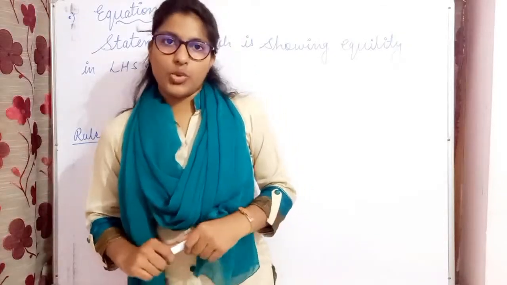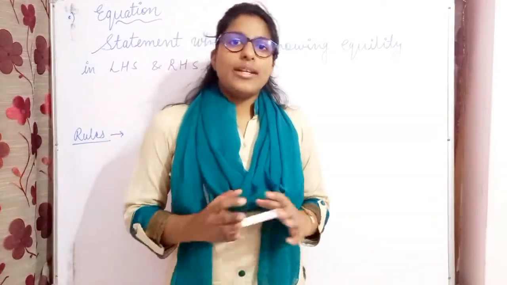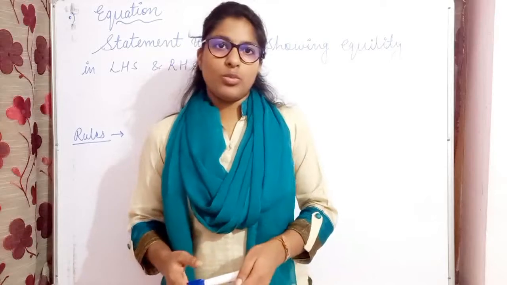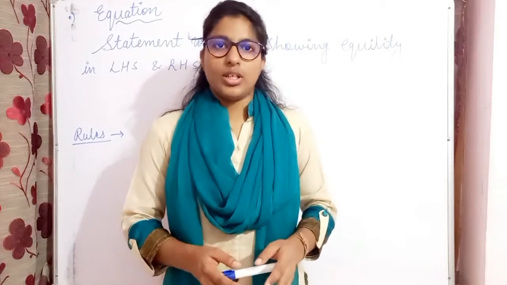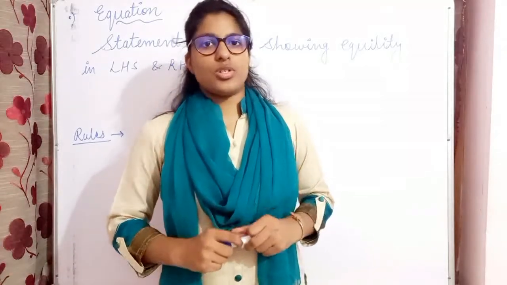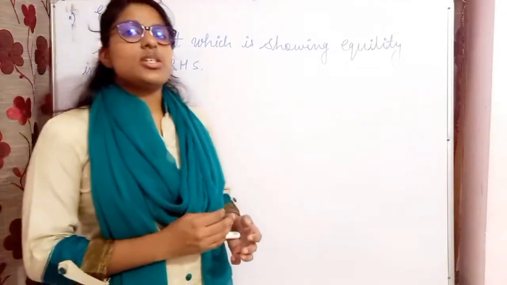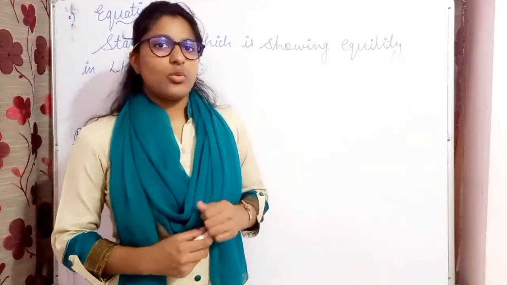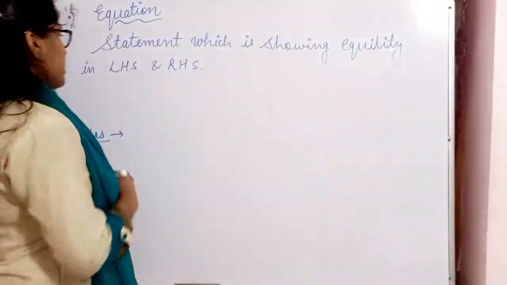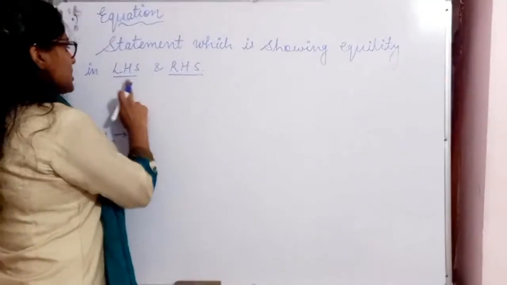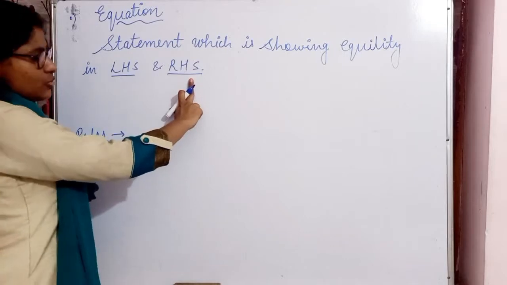Next topic is equation. An equation is an algebraic expression or polynomial which shows equality in LHS and in RHS. Yes, the statement which shows equality in LHS and RHS is known as an equation. Now, what is LHS and what is RHS? LHS is the left hand side and RHS is the right hand side.